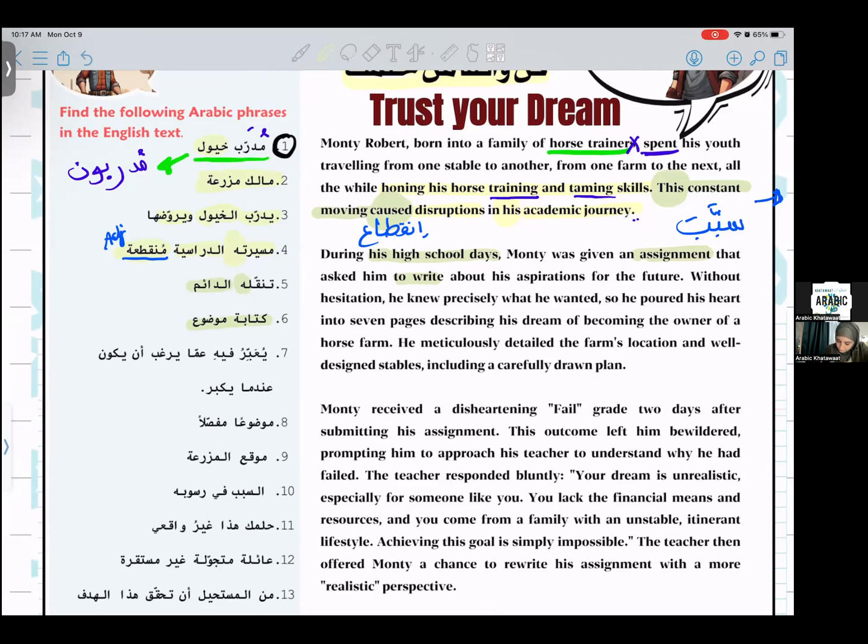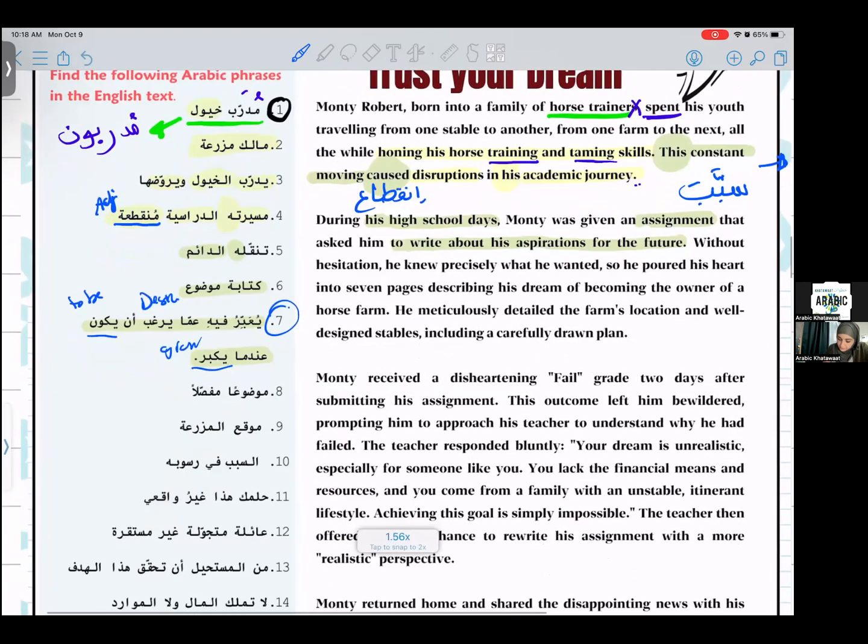Then I would say about his aspiration for the future without hesitation. Okay, so to write about his aspiration for the future, this is the meaning that we use in Arabic. يعبر فيه عما يرغب أن يكون عندما يكبر. So يرغب, if we're gonna go word by word, we said desire. يرغب is desire. And then يكون, we know that it's to be, and here grow. But in English, you'd say to write about his aspirations for the future, just to summarize this part over here. And the assignment is كتابة موضوع, writing a topic. So we can go over topic here.